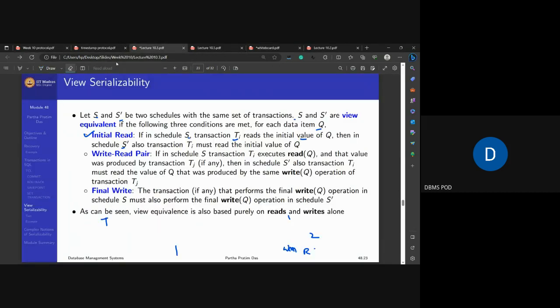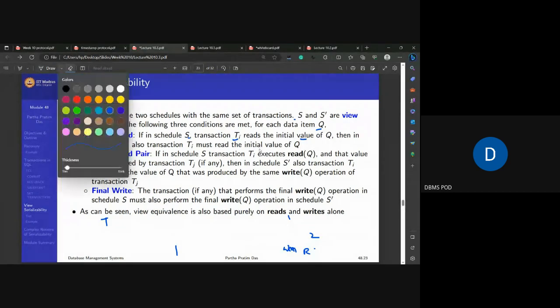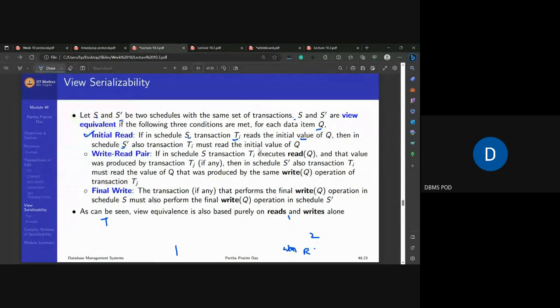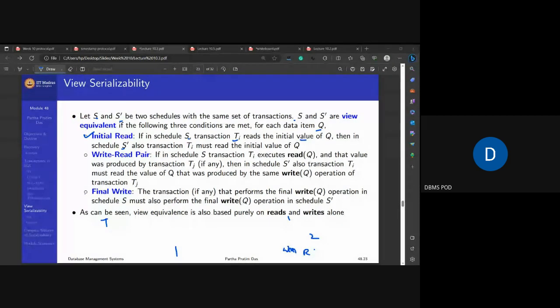So the three conditions are clear for everyone, when we can say schedules are view equivalent. Hello, am I audible? View equivalence is clear.